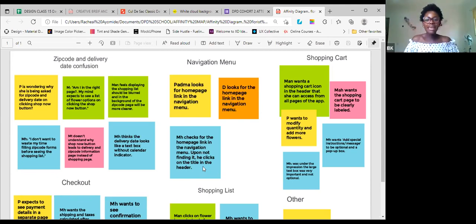So with affinity mapping, by the time you have done your research and written all your data, you will see that because you are asking your participants the same questions, except maybe for a few follow-up questions, you are still trying to get the same information from them. After putting all your data on your board, you will begin to see, okay, this person is saying something like this.